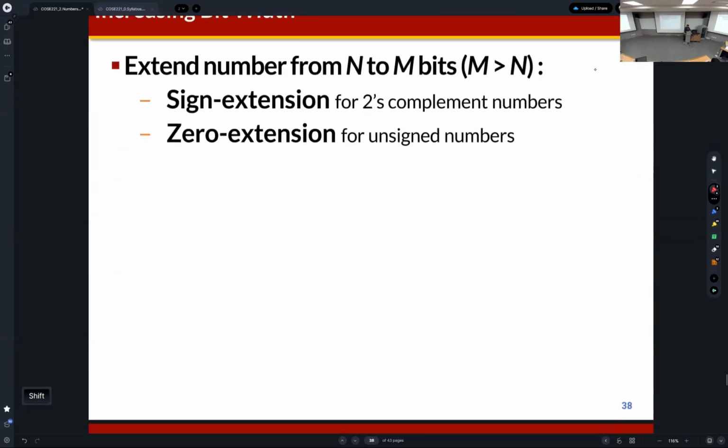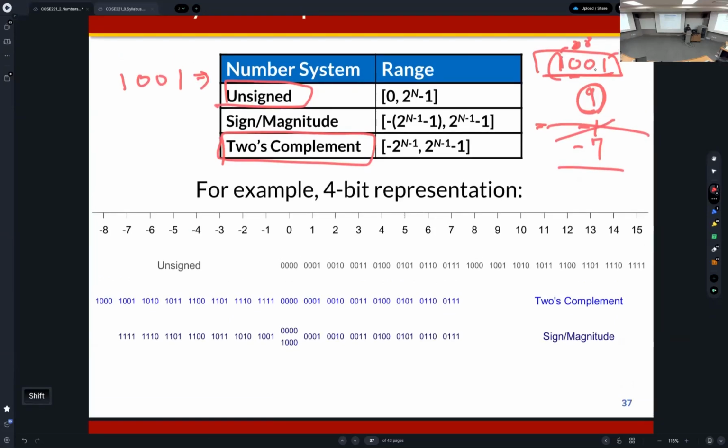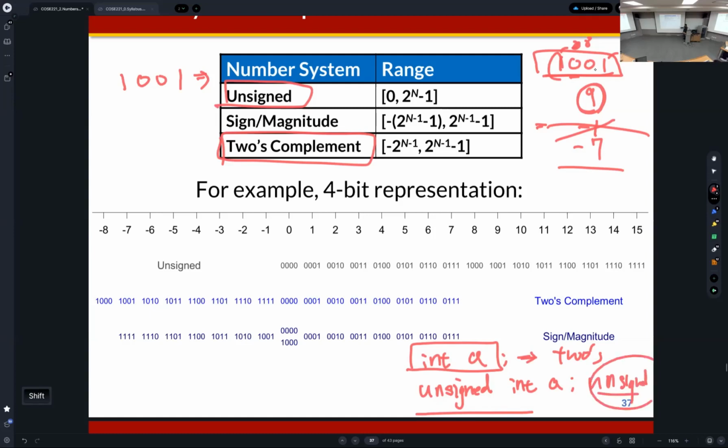For example, in C programming, we can declare a variable using an integer, int a, or we can declare a variable using an unsigned integer. If we declare a variable using a normal integer, it means that this data is represented using 2's complement. If we declare it using an unsigned integer, then it is an unsigned type. So what is different? The range is different.